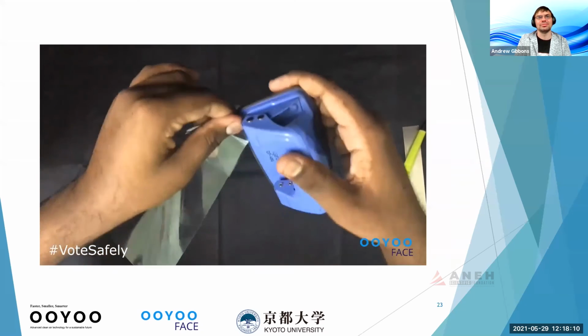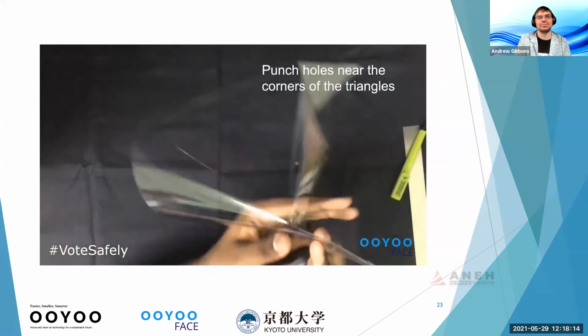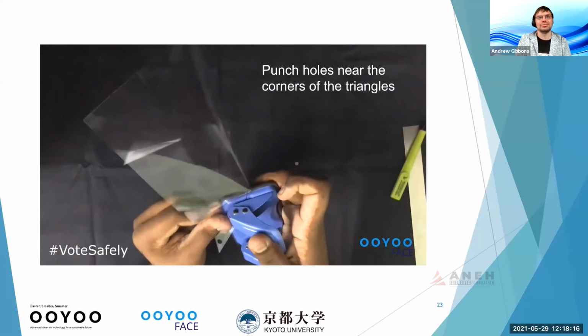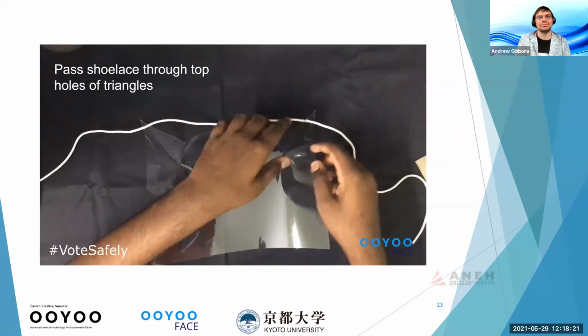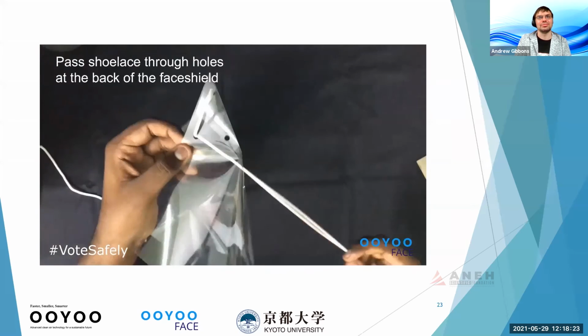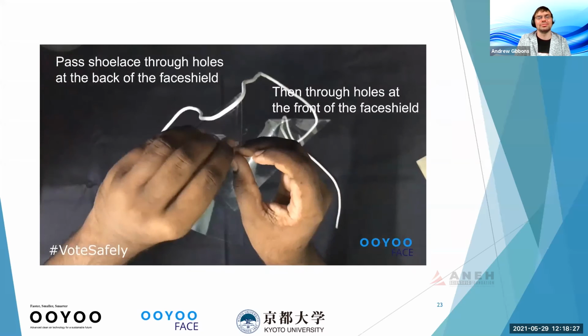Let's punch holes on the 3 corners of the triangle on both sides. And let's pass the shoelace through the top holes. Bring it through the second hole that's on the left, and through the third hole on the right. Repeat the same thing for the left side as well.